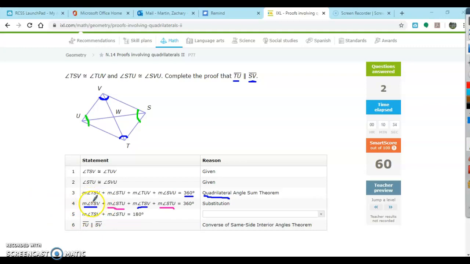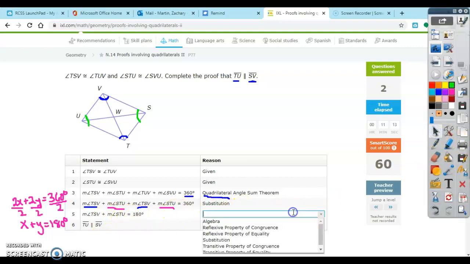Much like in the last situation, let X represent the measure of angle TSV and let Y represent the measure of angle STU. I've got a situation like 2X plus 2Y equals 360 degrees. Notice everything could be divided by 2 if I wanted. So I've got X plus Y equal to 180 degrees. Because these angles are doubled up, I can divide everything by 2 and I get the measure of angle TSV plus the measure of angle STU equals 180 degrees.